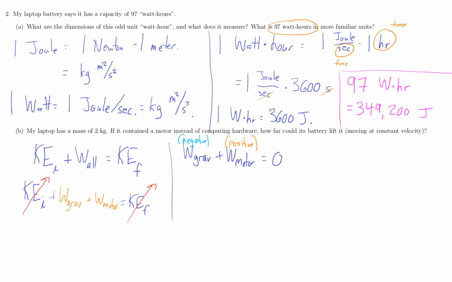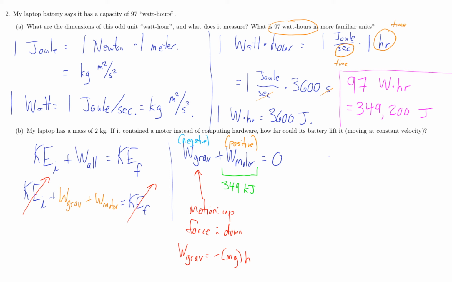The work done by gravity, again, it is moving upward, but the force of gravity goes downward. So here, the motion is up, the force is down. So the work done by gravity is going to be minus the force of gravity times the distance moved. And for the work done by the motor, this is just 349,000 joules. That's the part we found from part A.